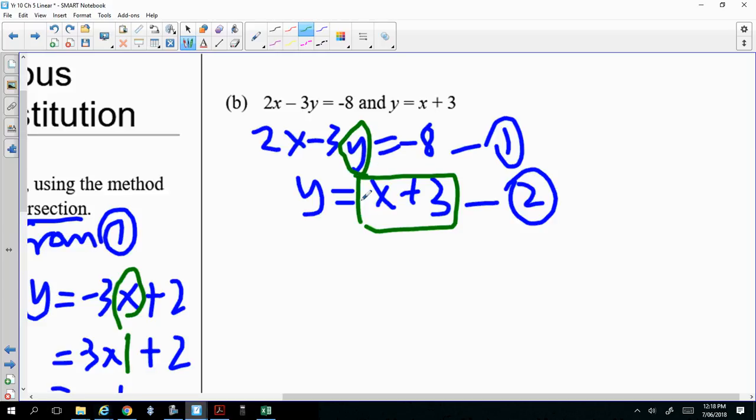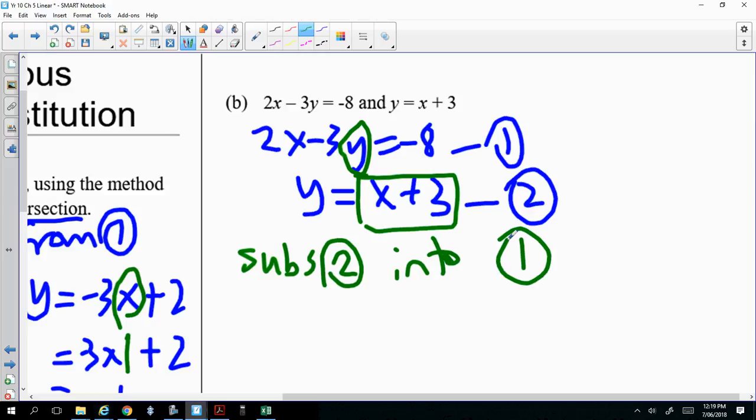So you can write a statement: substitute 2 into 1. What that means is, you write equation 1 down, but you're going to replace y by this, x plus 3.